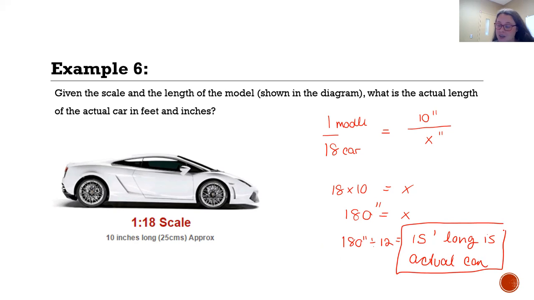And that finishes off direct proportions. Next, we're going to take a look at indirect proportions. So related quantities, but when one quantity increases, the other one decreases. So that's going to be our next section.